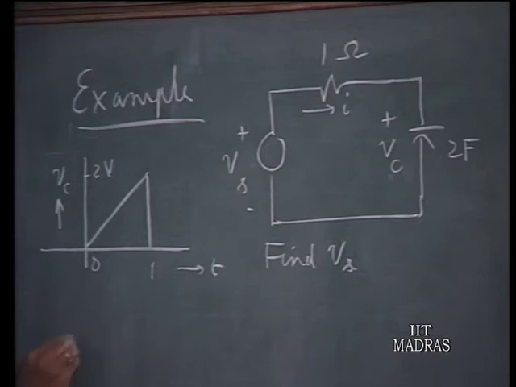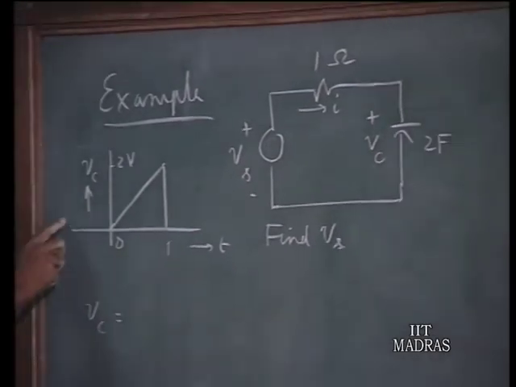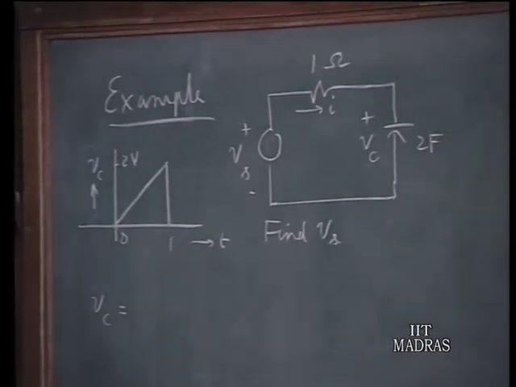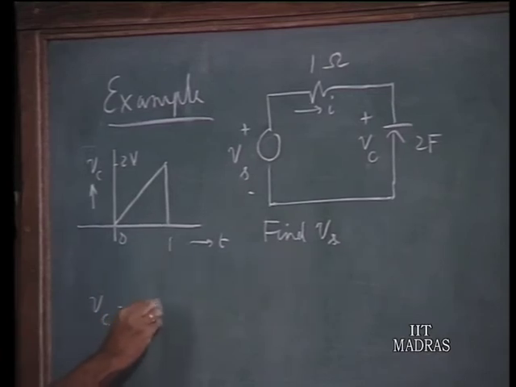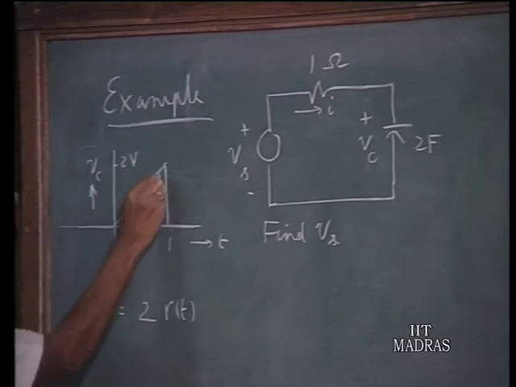So how do we find the expression for Vc? It is 0 up to t equals 0 and then starts with a ramp which has a slope of 2 units, 2 volts in 1 second. Therefore, 2 r(t) would be an expression like this.